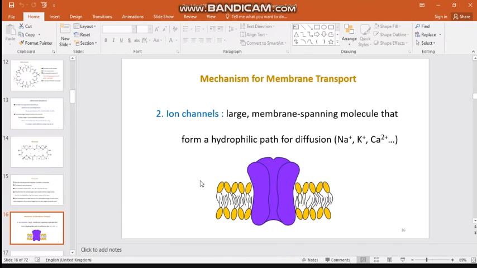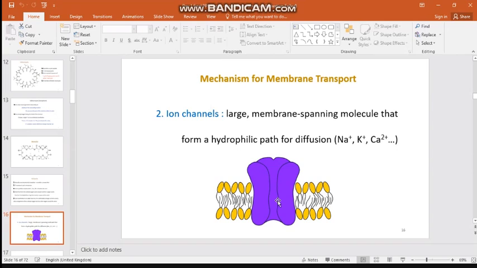I want to insist that whatever the channels or ionophores are, they provide a hydrophilic environment for the binding or passage of the metal ion. We should keep that in mind always. Then only their passage is possible. Here you can see the lipid bilayer, and this is the membrane-spanning protein. It is another protein molecule, maybe a simple organic molecule or a complex protein structure.